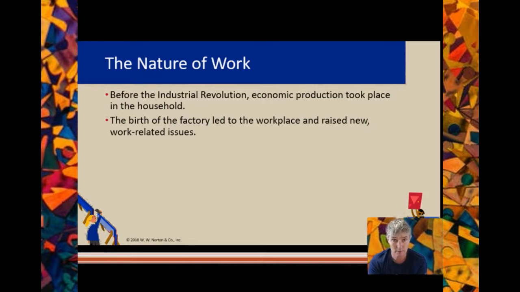But that changes with the advent of the Industrial Revolution, and the birth of the factory led to the workplace being in the public sphere. And the families were no longer capturing the fruits of one's labor. They were actually having to go out into the marketplace and sell their labor, which allowed the owners of the means of production to capture a significant amount of an individual's labor. This was very different from what was going on before this.